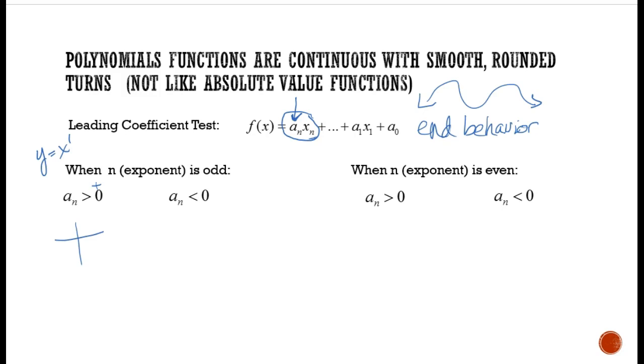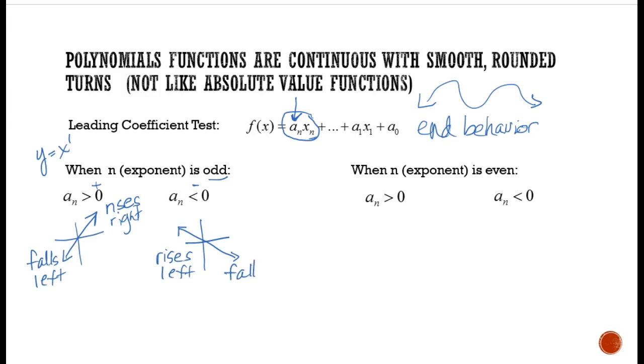So if that a value is positive, it's going to go like this. And here's what I mean by end behavior. What I mean is that it falls left and it rises right. That's what I mean by end behavior. Now, if it's odd, but that a is negative, then think of it like the negative slope of a line. And to describe its end behavior, it rises left and it falls right.